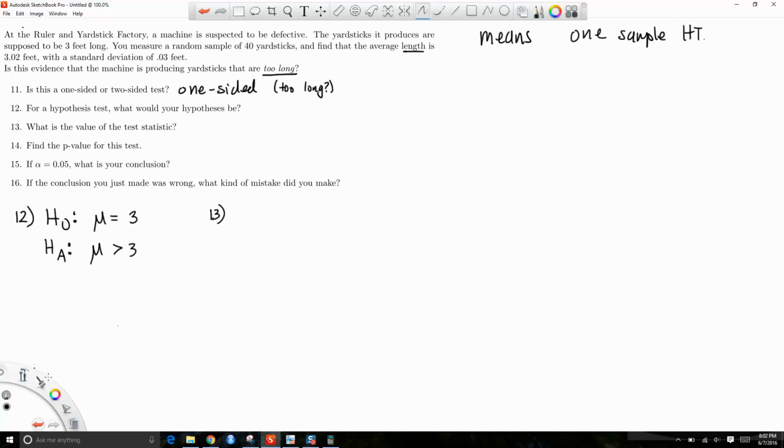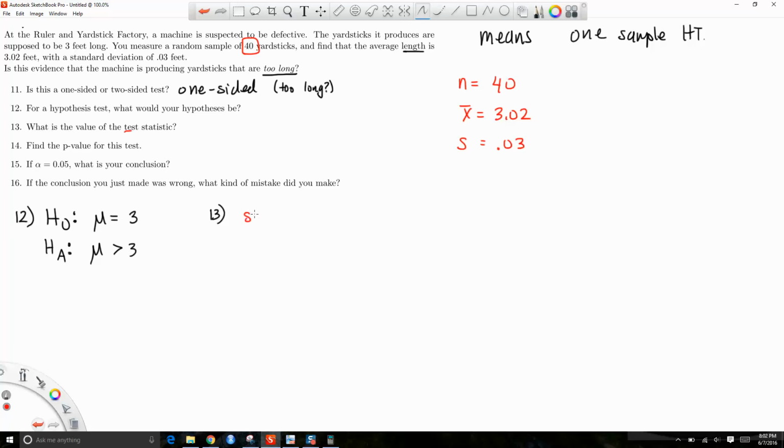Number 13 asks for a test statistic. Before we do that, let's list off the values that we have. What is our sample size, n? 40. We got 40 yardsticks. What's our sample mean, x bar? 3.02. And what's our standard deviation? 0.03. So here it's asking, what's our test statistic?